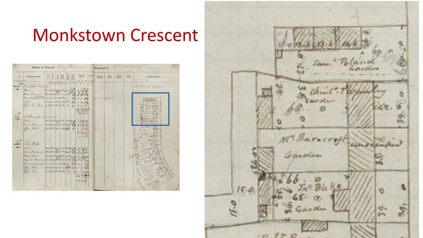Now Monkstown Crescent was one that had another of these little sketches, and that is the description of the first 3 houses in Monkstown Crescent, and that's the blown up version of it. It shows you the length of the garden, and it gives measurements of the various bits of the buildings, as well as the names of the people who are living there.